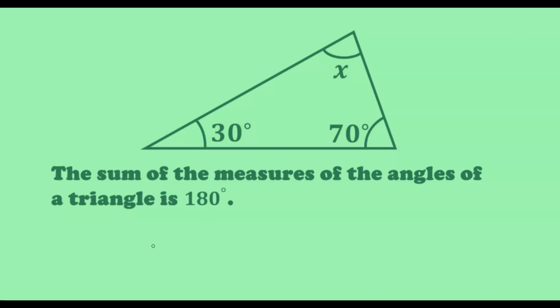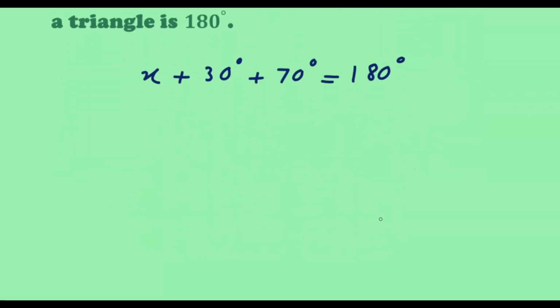So, let's write that down. We have x plus 30 degrees plus 70 degrees equal to 180 degrees. And we want to determine the value of x, that is our required missing angle. So let's see how we can do that.